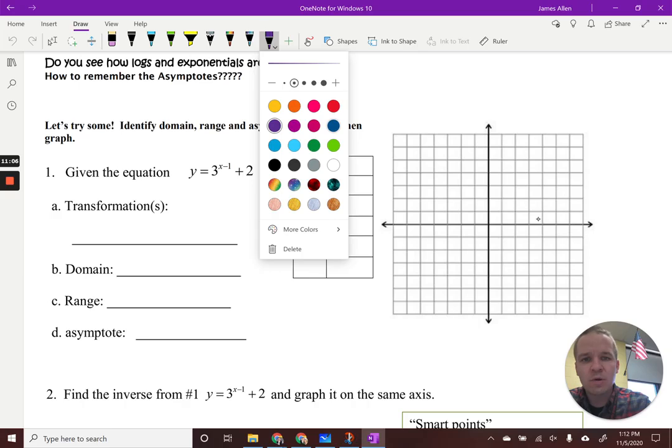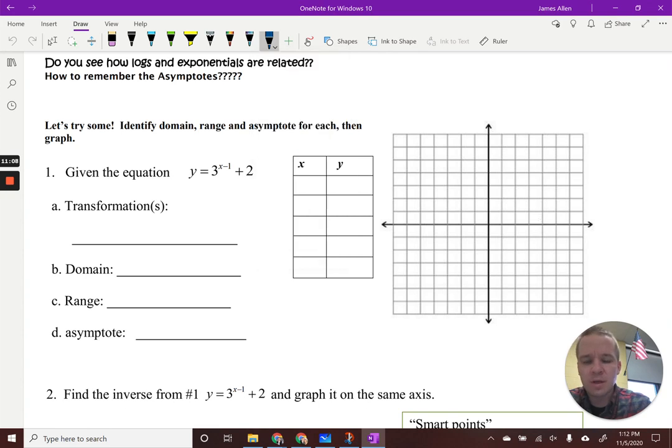I'm going to go with the blue, dark blue, so that I can use light blue for my asymptote. What's the asymptote going to be? We'll find out. Well, maybe you remember. I don't know. All right, let's do it.